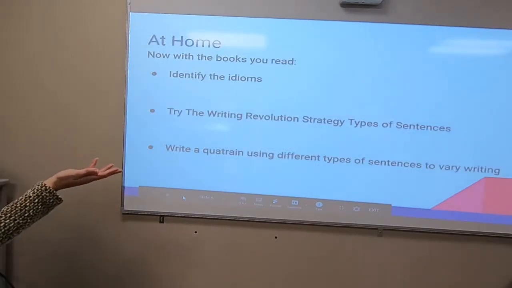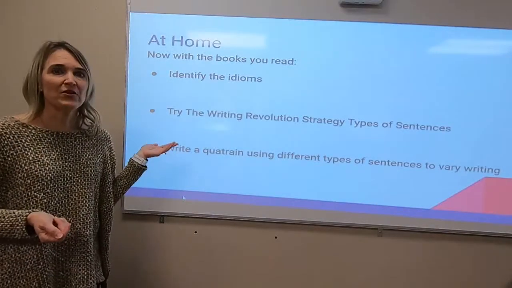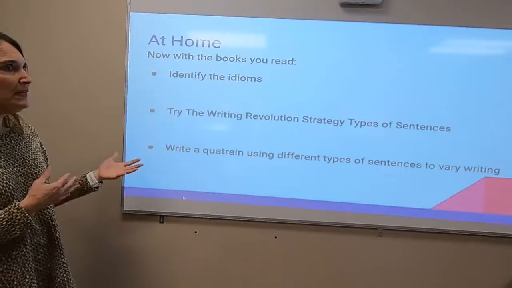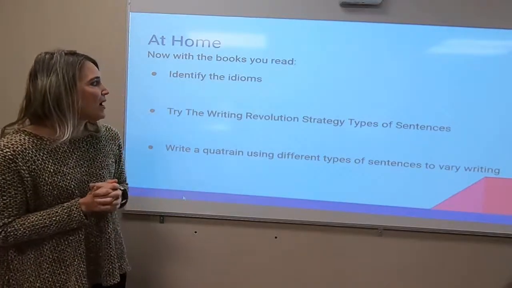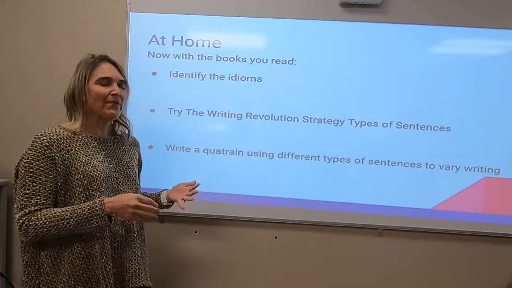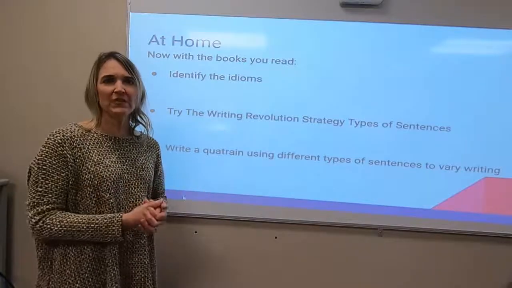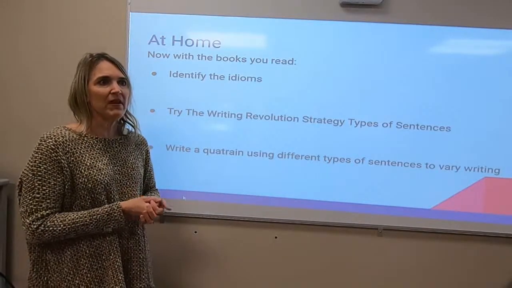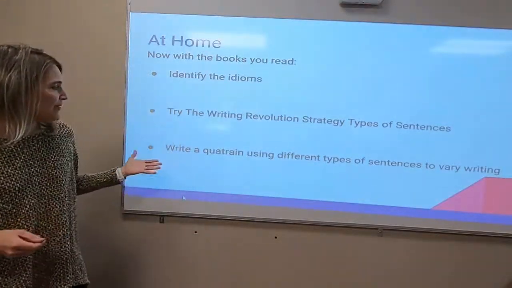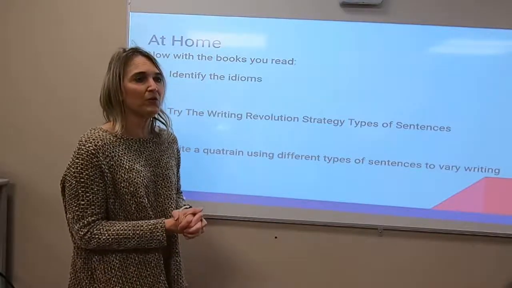at home is to think about the books that you're reading. Identify if there are any idioms in there. Think about what might work and how it would be literal. And then try The Writing Revolution strategy of types of sentences. Identify how many declaratives do you see. Is everything a declarative? It makes it more interesting when you see interrogatives. It makes it more interesting if there's an imperative in there. And then to wrap it up, maybe write a quatrain using different types of sentences to vary your writing.